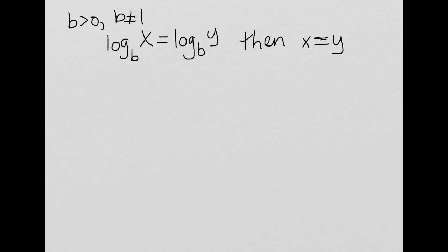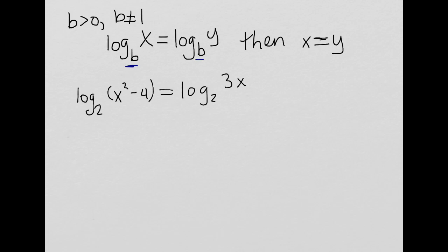So for example, let's look at this one. Let's say that I have log base 2 of x squared minus 4, and that's equal to log base 2 of 3x. Now, if they are the same base, and they're both base 2, then I can say that the arguments are equal to each other. So we're going to set the equations equal to each other. We're going to set x squared minus 4 equals 3x.